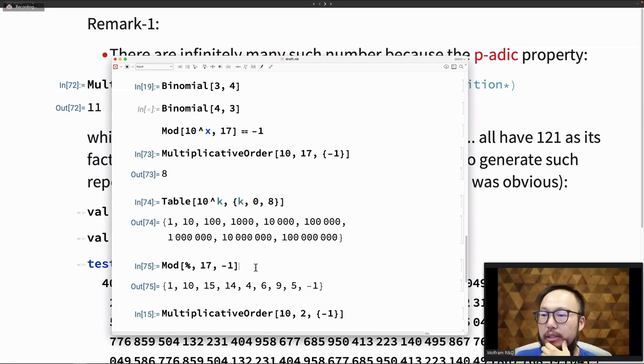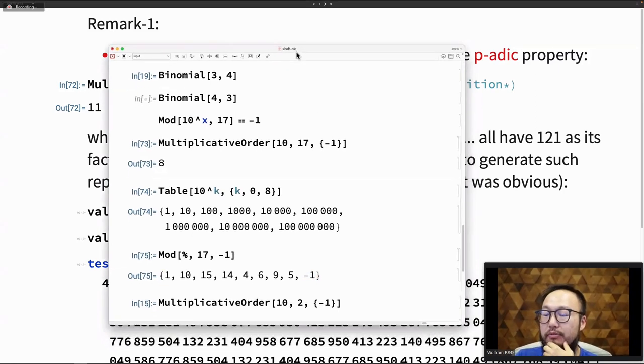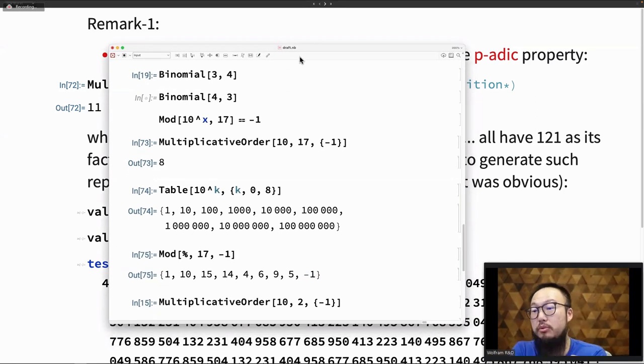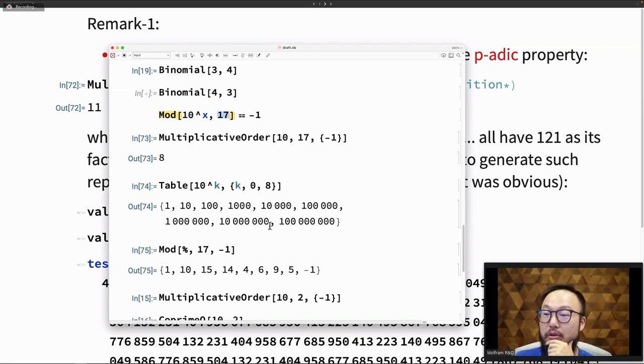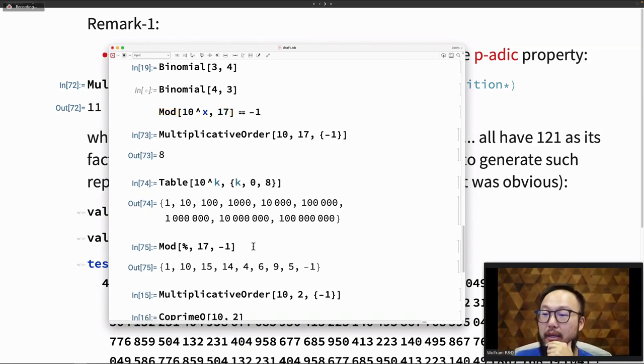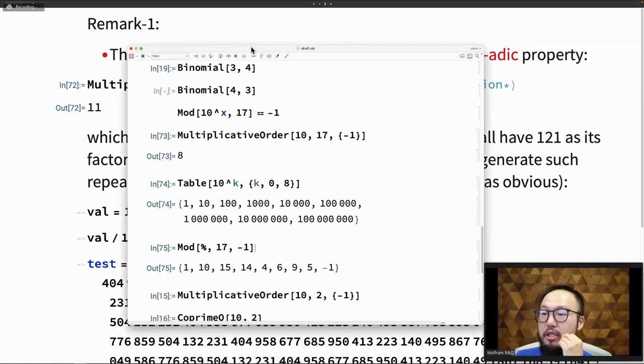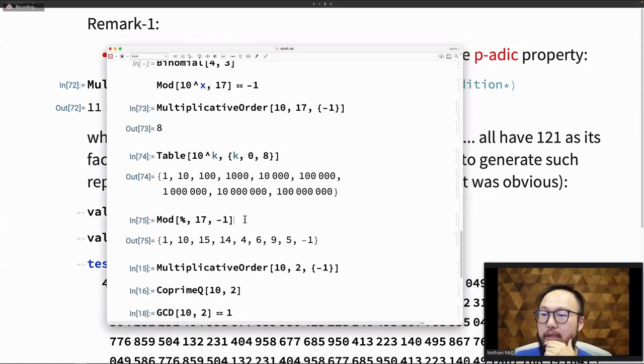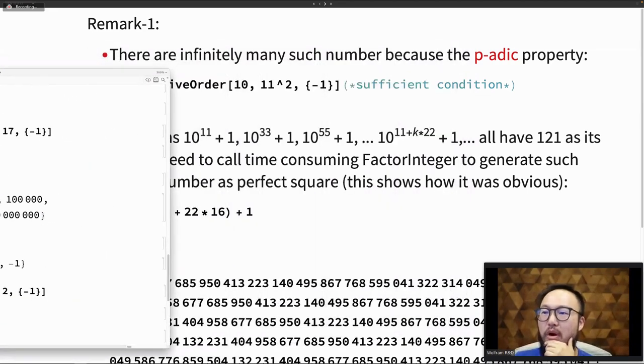The reason is much more difficult if you have a higher order of 17, like p to the power more; it's p-adic numbers. I actually wrote a blog about that, so if you are interested, you can read that. It's about how p-adic numbers affect our solution seeking process.